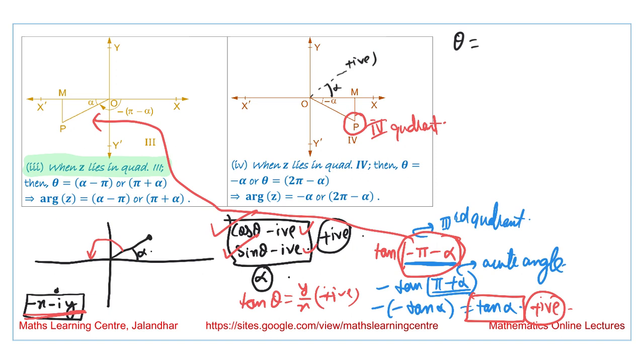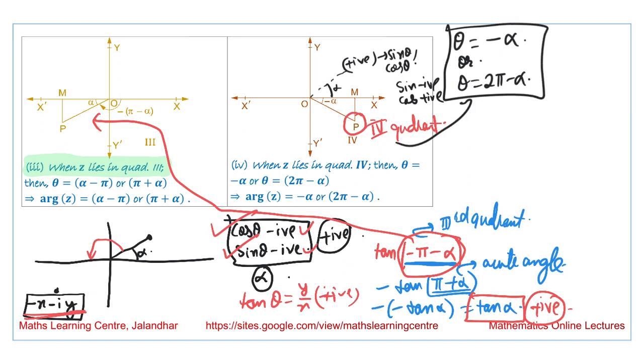If we are considering the positive values for sine theta and cos theta, now when it is lying in the fourth quadrant, so basically we have sine is negative and cos is positive. So the value of theta that we can use over here can be equal to minus alpha, or the value of theta we can use is equal to 2 pi minus alpha. So any of these two values are sufficient in this case. So we are saying the argument of z is equal to minus alpha or 2 pi minus alpha.